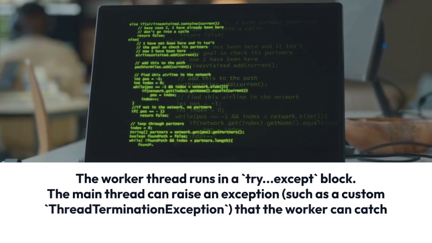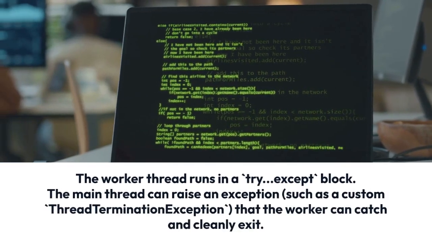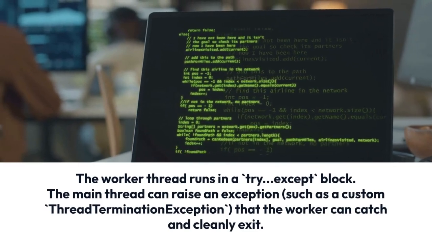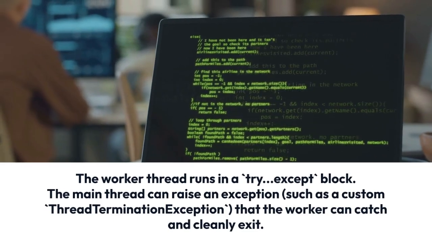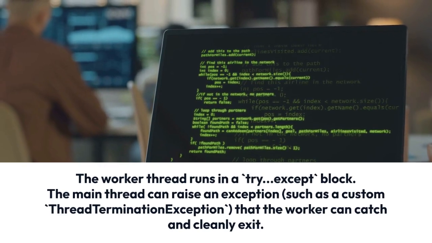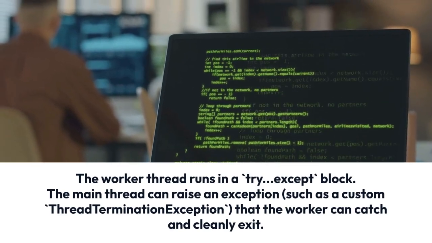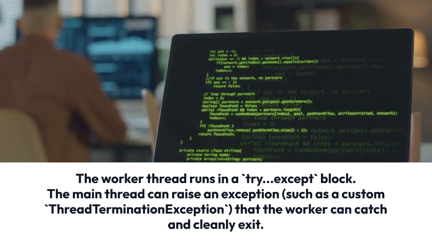Example: the worker thread runs in a try-except block. The main thread can raise an exception, such as a custom thread termination exception, that the worker can catch and cleanly exit. It is important to define this custom exception beforehand.